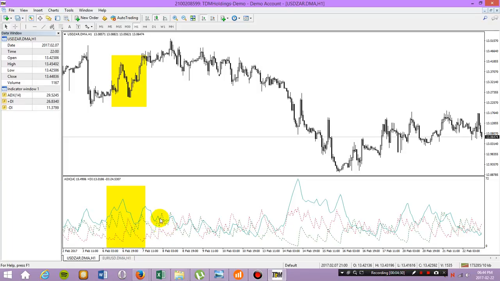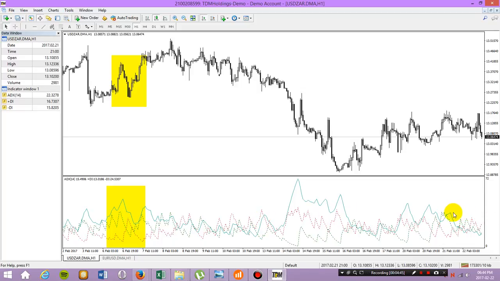When you have your plus DI above, as you can see the green line above your minus DI, that is an indication that you are in an uptrend. To indicate the strength, you then reference your ADX and see where it is on the scale and how high it is.